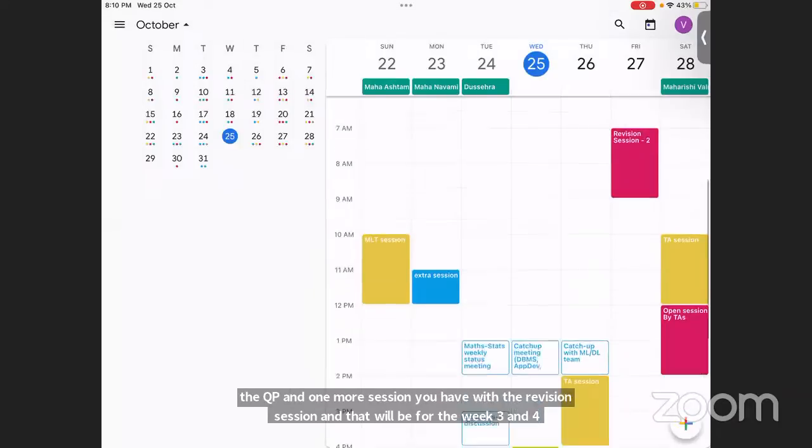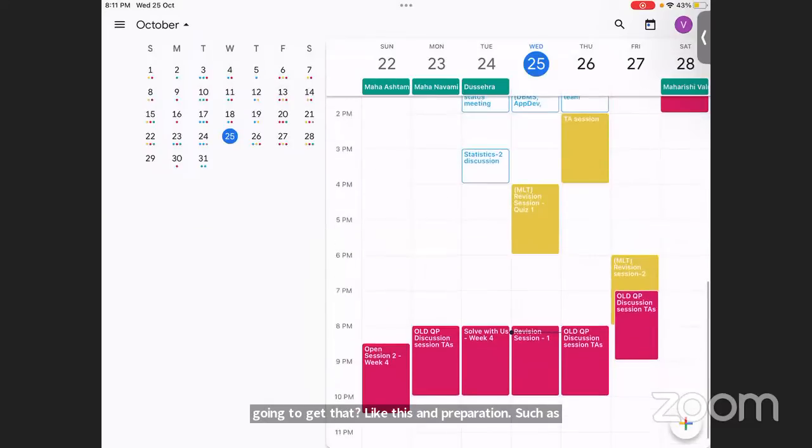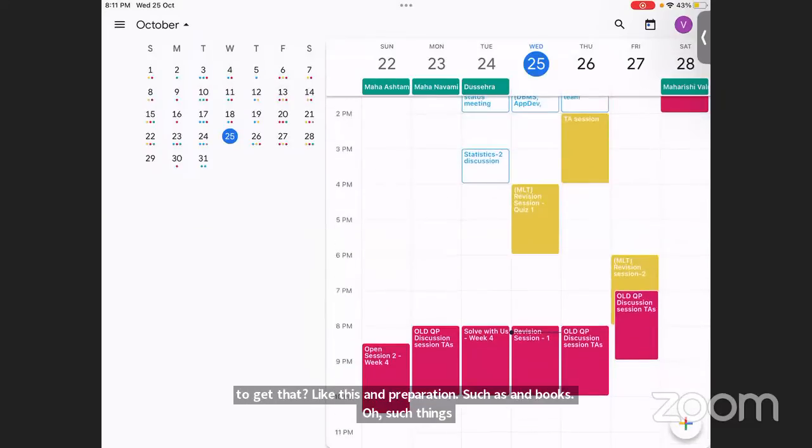When do we get to know about the qualifier, like how the exam is going to be conducted and how we should prepare, at what pace, and things like pen, books, or such things? Okay, you're asking about after the qualifier.